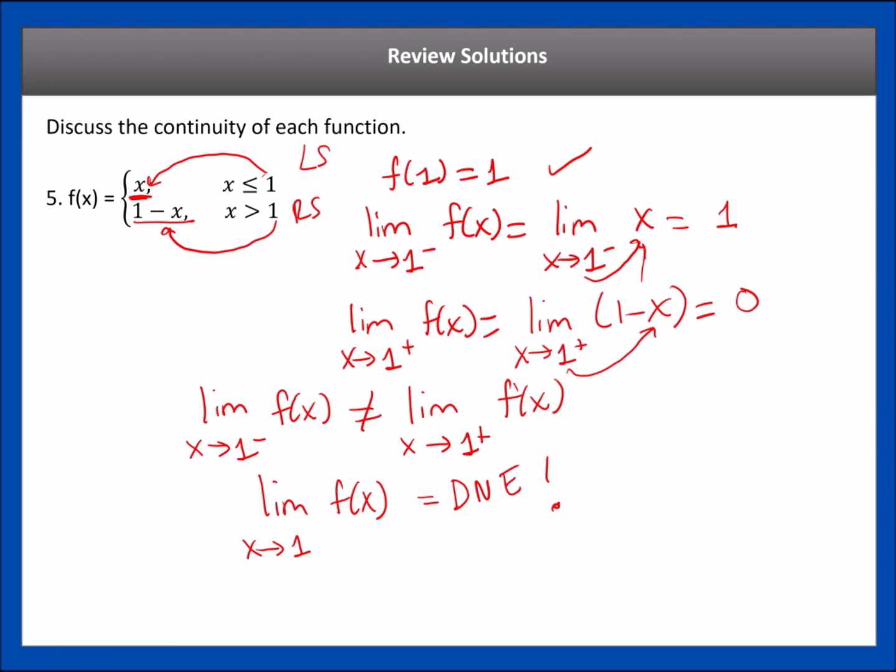All right, so discuss the continuity. It's not continuous at x equals 1.